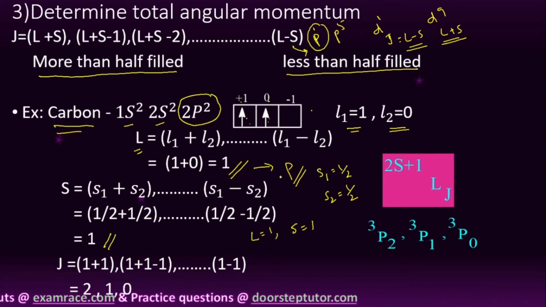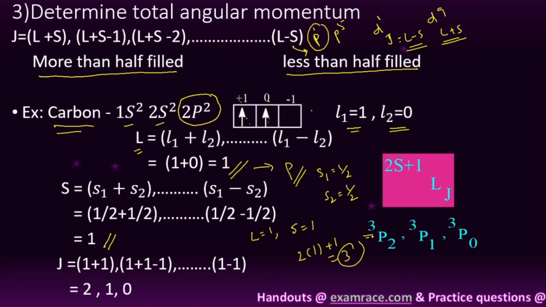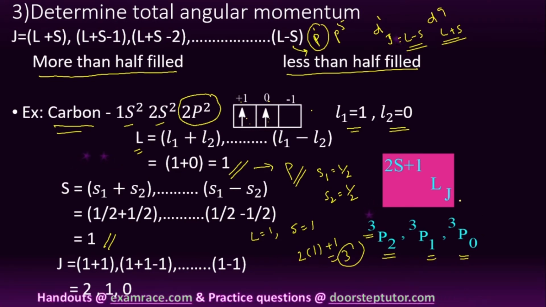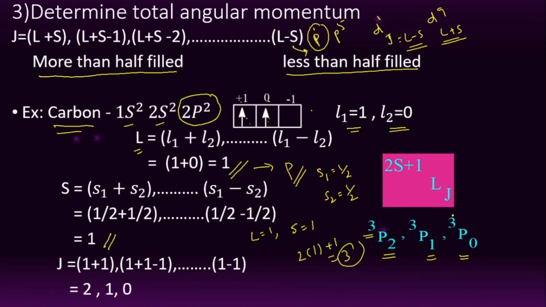So here what is the term symbol? P is the term symbol. Then what is the spin multiplicity? 2 into 1 plus 1, that is equal to 3. So 3 is the spin multiplicity. The possible J values are 2, 1, 0, right? So the three possible term symbols are 3P2, 3P1, 3P0, but here we will focus on the term symbol with the lowest J value as the ground state term symbol for the p2 configuration.